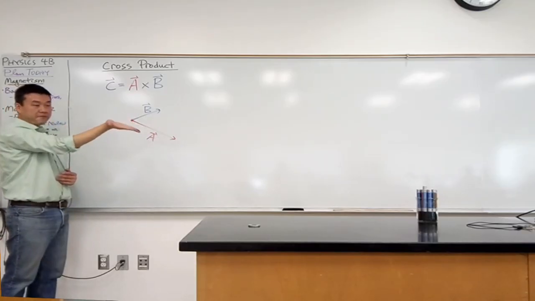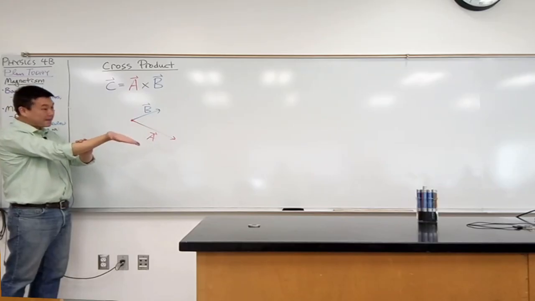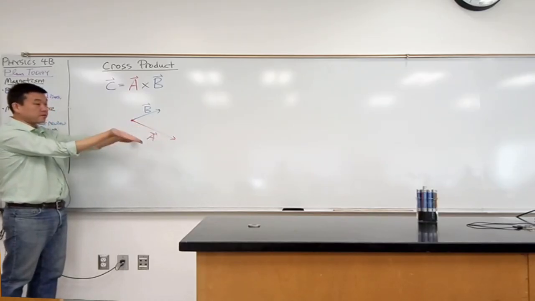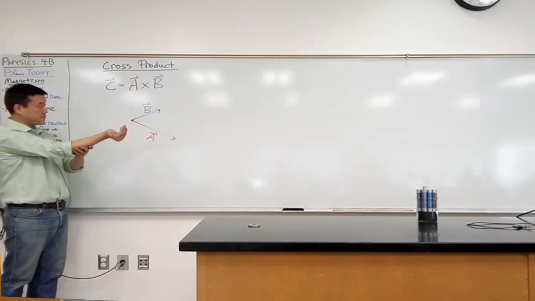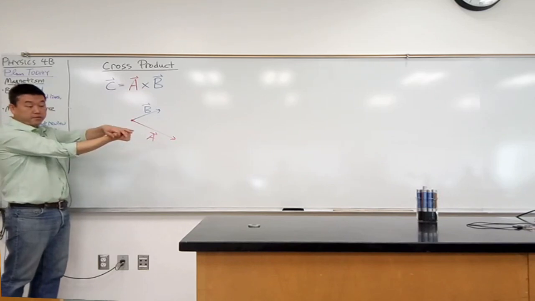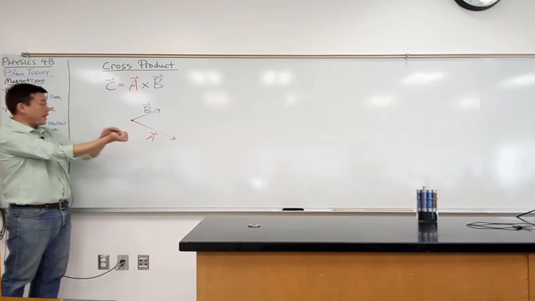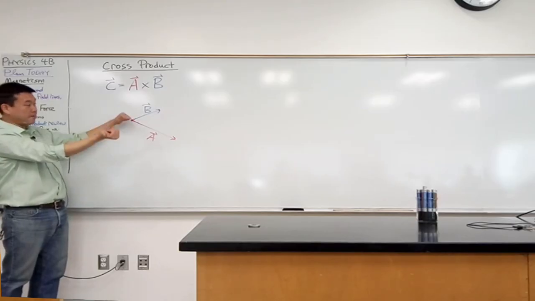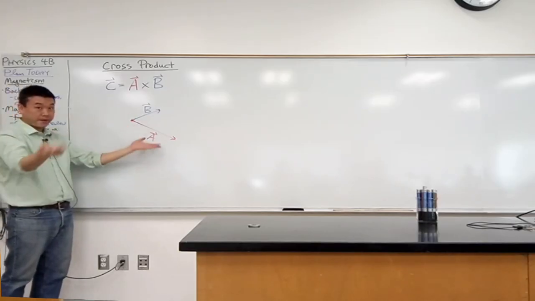Once I have my right hand oriented correctly, so that it's pointing in the direction of the first vector, and when I curl my fingers they bend in the direction of the second vector, then the direction of the thumb tells me the direction of A cross B. So the thumb is either coming out of the board or into the board. Those are my two choices.